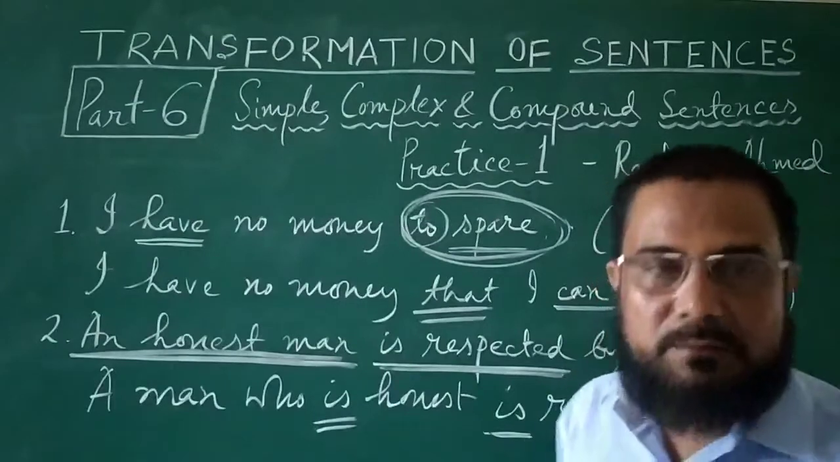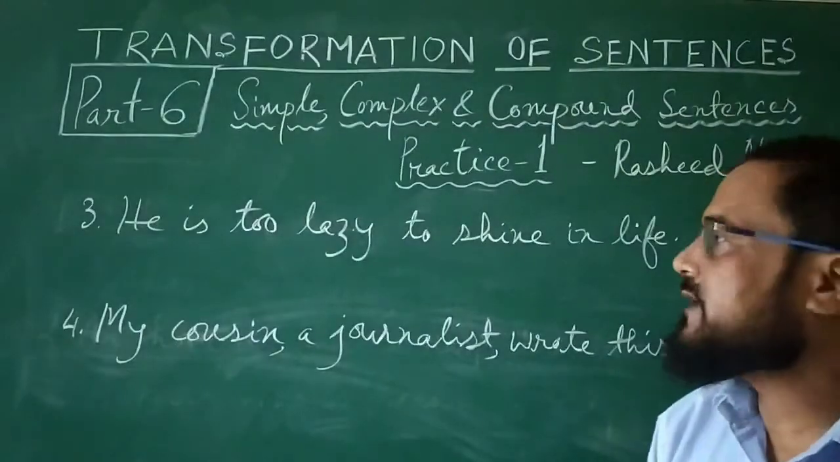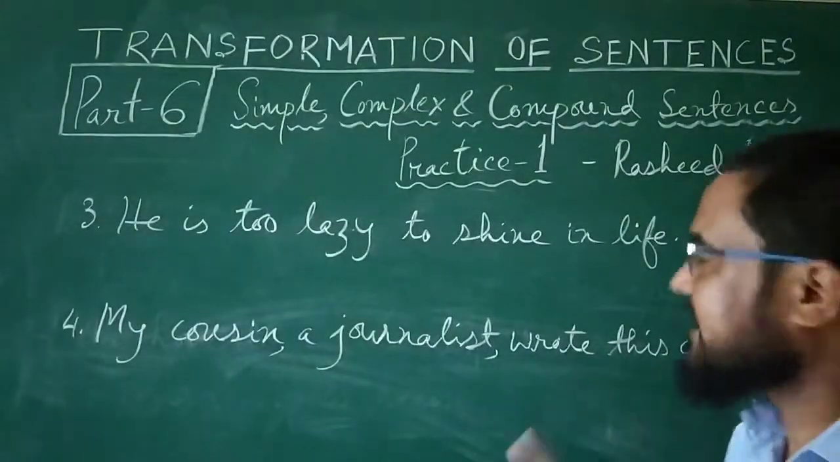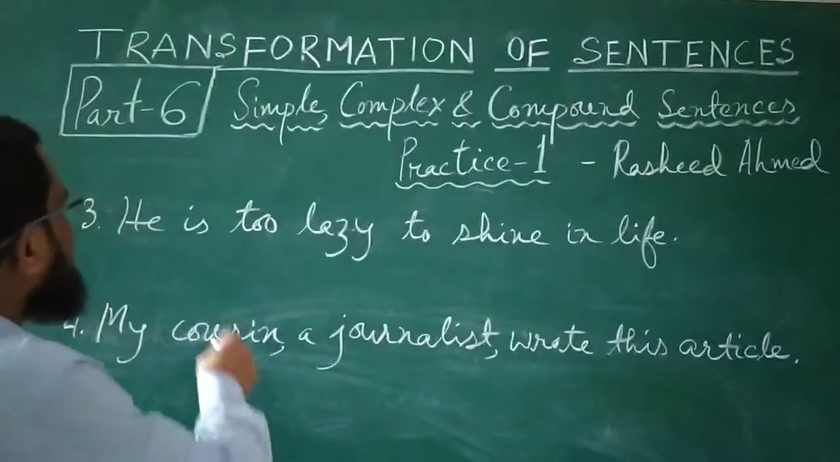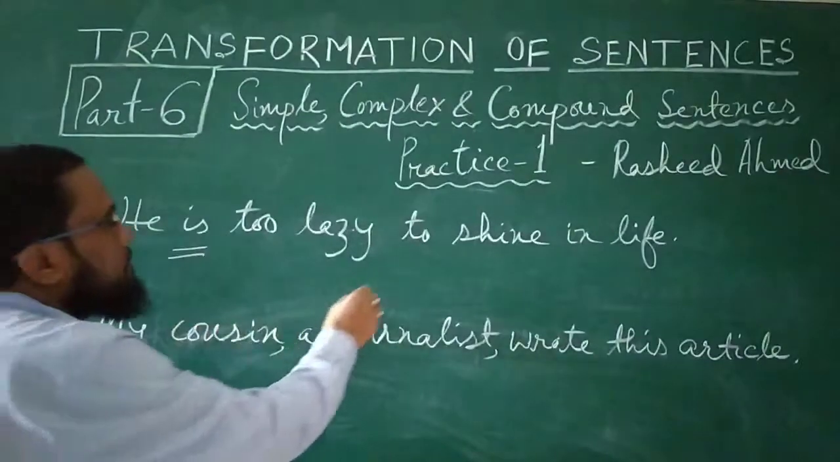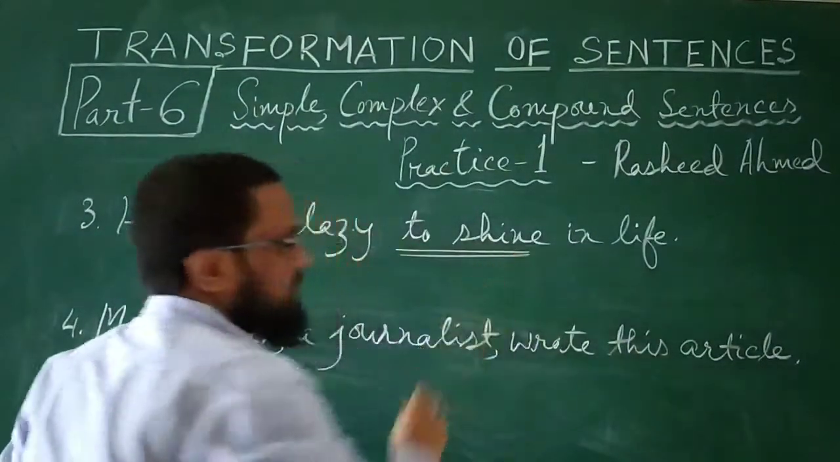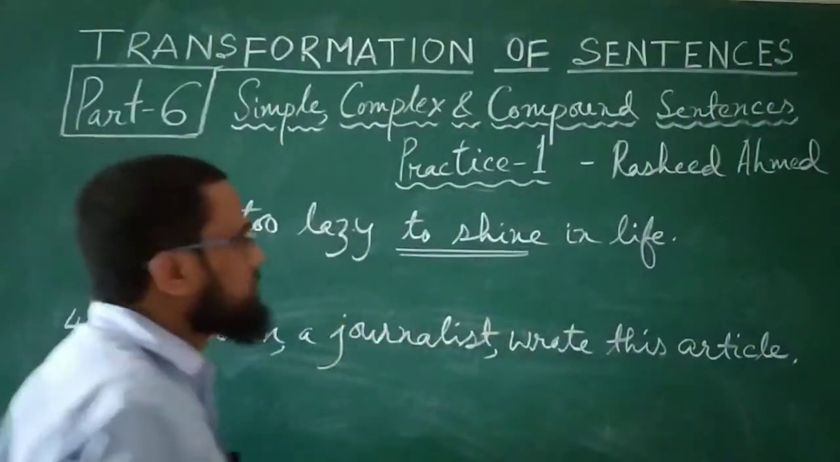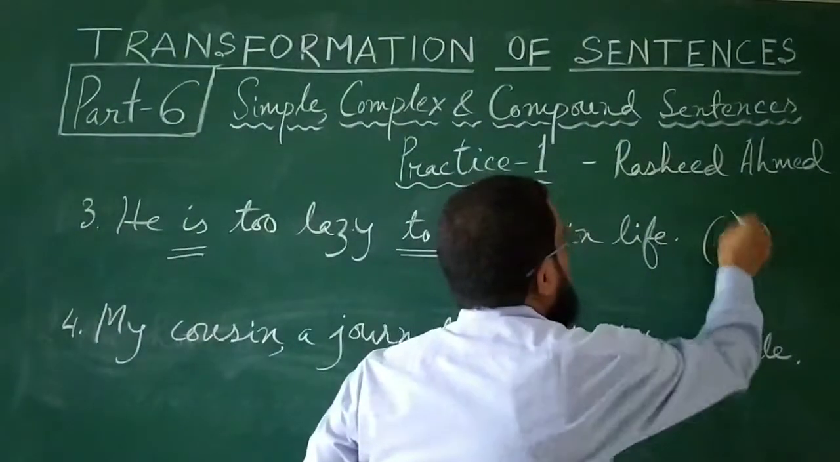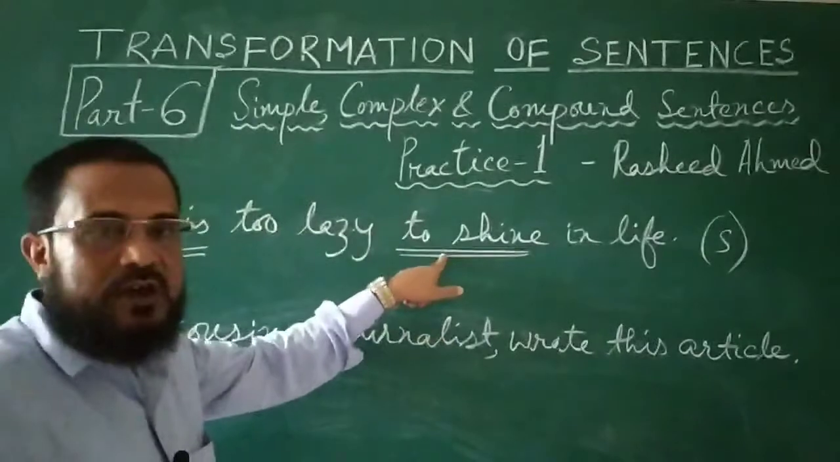Let us see another example of this type. Next one is number 3. He is too lazy to shine in life. Let us see how many finite verbs are there. Is is one finite verb, but to shine is not finite, that is non-finite. So our job is now to make it complex. This one is simple, and to make it complex, we have to change this non-finite verb to shine into finite form.